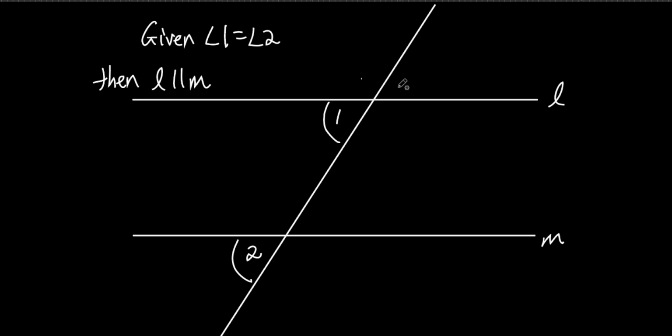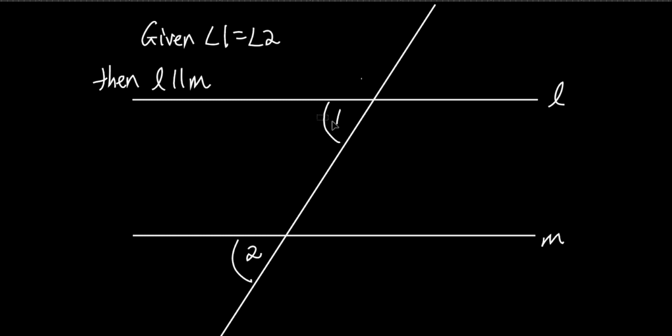If I know that the top right and the top right are equal, the lines are parallel. If I know the bottom right and bottom right are equal, then guess what? The lines are parallel. They're parallel to each other. Everybody with me on that?